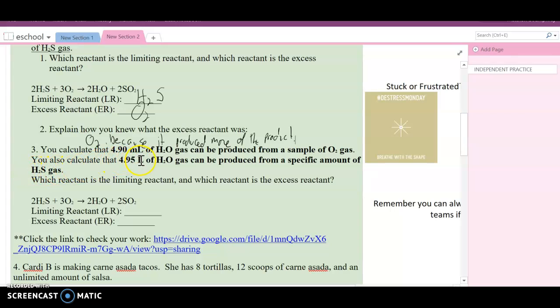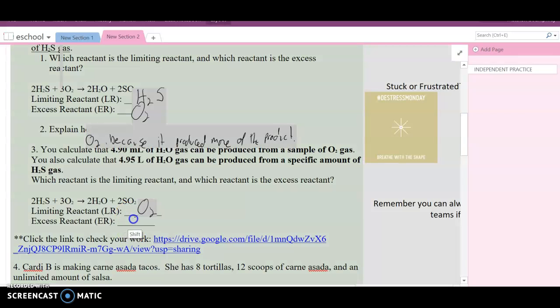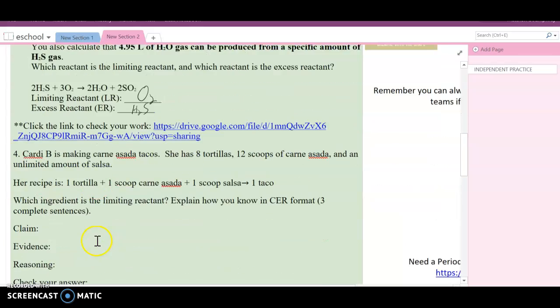I can produce this many liters. Think about liters. This is like a couple of gallons of water vapor. This is like, gosh, I don't know, maybe a quarter of a test tube. So I know that my limiting reactant is going to be O2, and my excess reactant is H2S. Great. I hope that was helpful. Oh, we got one more.